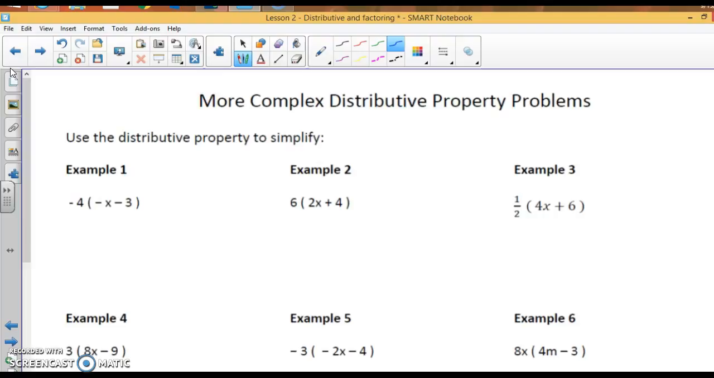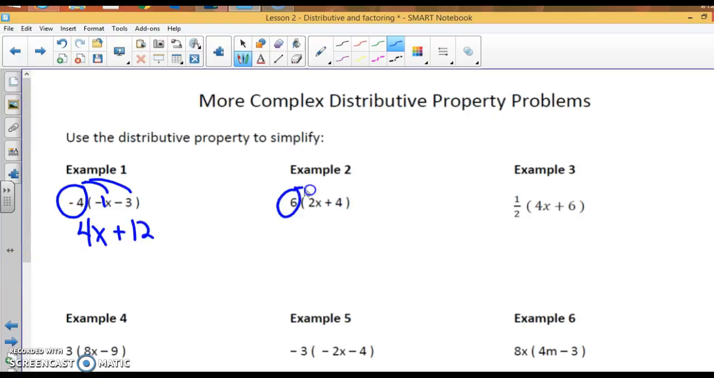All right, let's try some of these. They're more complicated. Negative 4 times the quantity negative x minus 3. Now, remember, the coefficient of x when nothing is written is 1. So this is a negative 1. So negative 4 times negative 1x. Negative 4 times negative 1 is positive 4x. And negative 4 times negative 3 is positive 12. So plus 12. 4x plus 12.